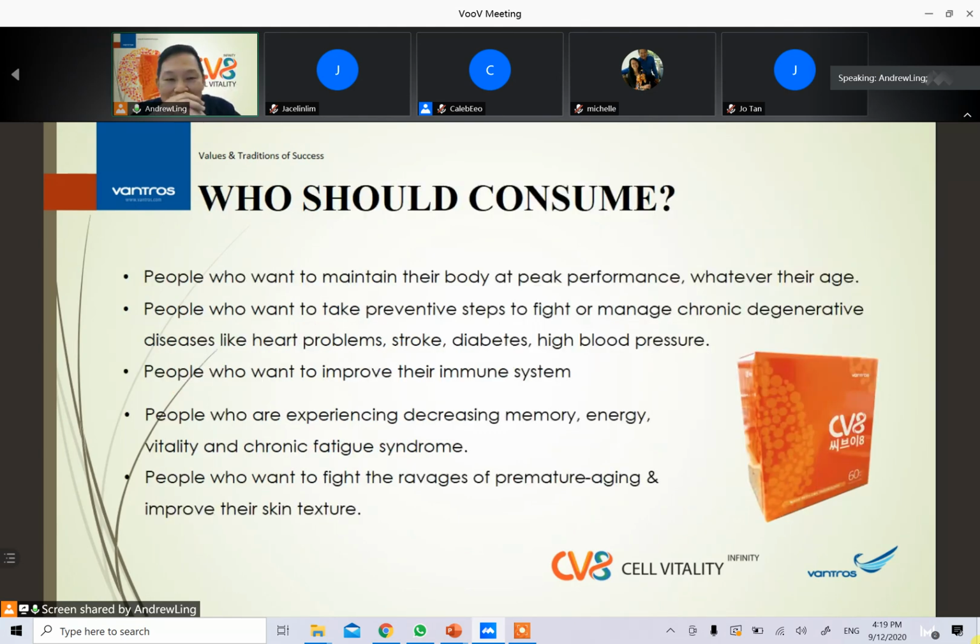And like what I said, for those who want to maintain your body at peak performance, whatever your age, please consume this CV8. For those people who have chronic degenerative diseases like heart problems, stroke, diabetes, high blood pressure, you can also consume this product. For those who want to improve your immune system, especially those with a poor immune system, who get sick easily and always feel tired, please use this product as well. And for those who want to look beautiful, make sure you definitely take this product, okay?